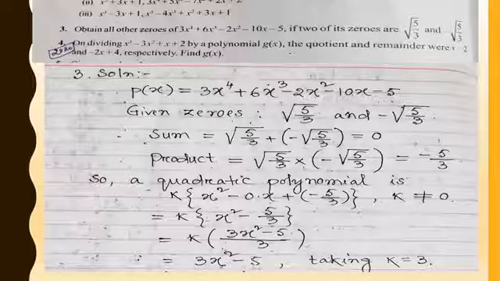You can directly proceed with the polynomial x square minus 5 by 3 without taking this k. Both the answers will remain the same, but you apply or think for that convenient one.